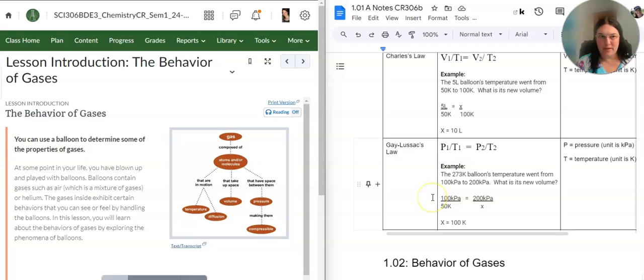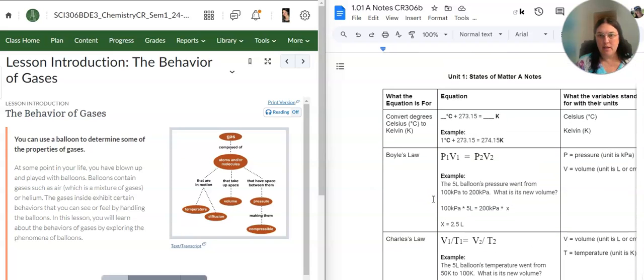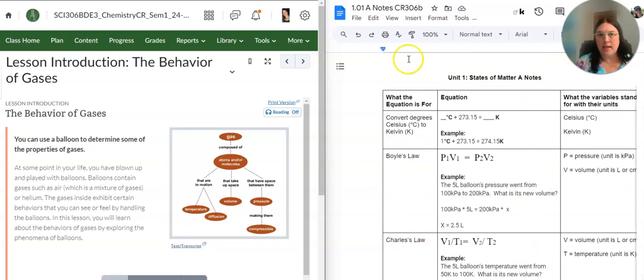I'm going to start out with some notes for Unit 1. What I have here is, you notice that I made a new file for myself, and I just called it 1.01A Notes. And this CR is just like the technical name for the class, so you don't have to put that. It's just for me so I can stay organized.